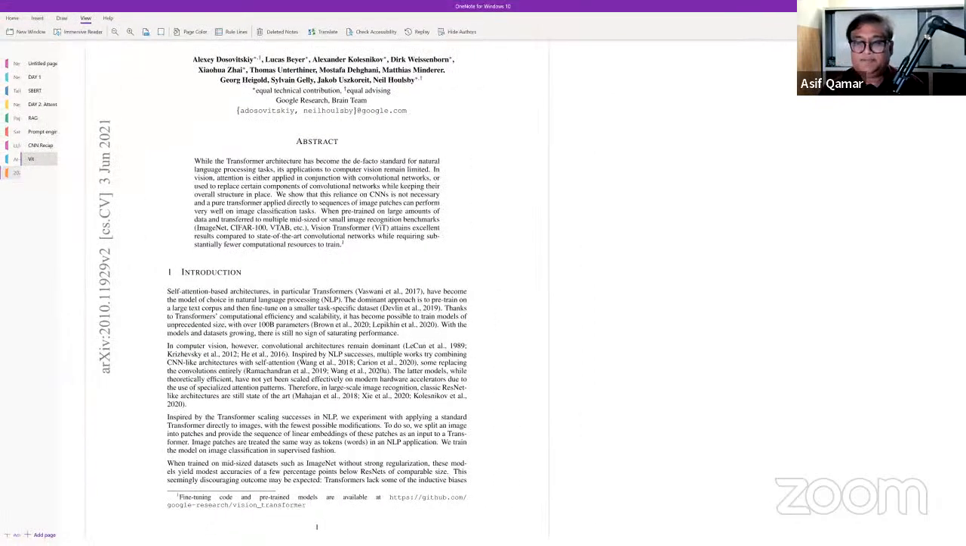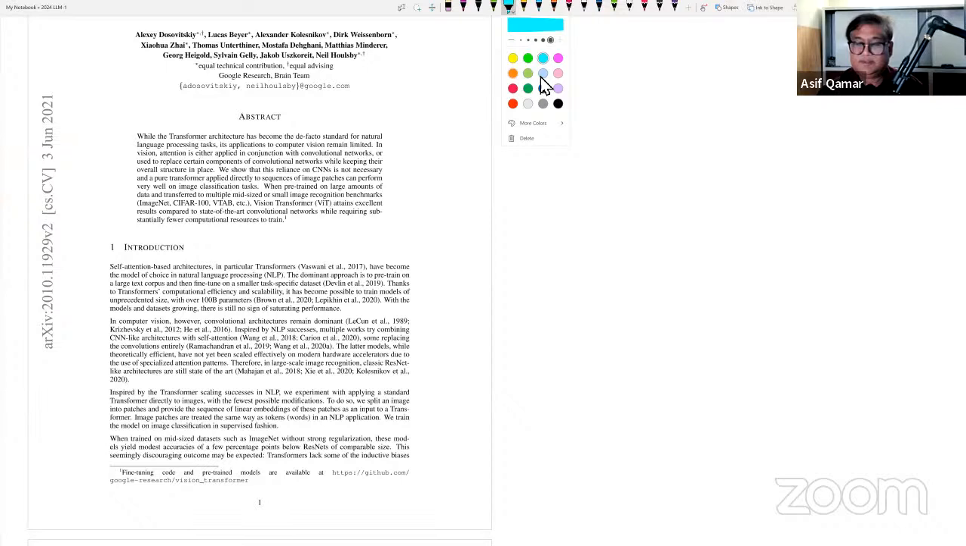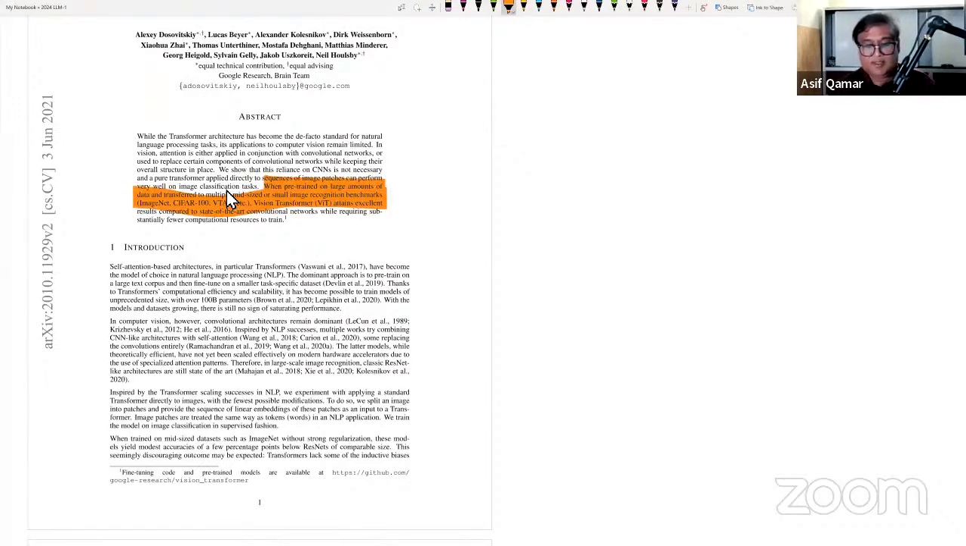Let me emphasize that. When pre-trained on large amounts of data and transferred to multiple mid-size or small image recognition benchmarks, a ViT, and they introduced the word Vision Transformer, ViT, this word was introduced in this paper, attains excellent results compared to state-of-the-art convolutional networks while requiring substantially fewer computational resources to train.